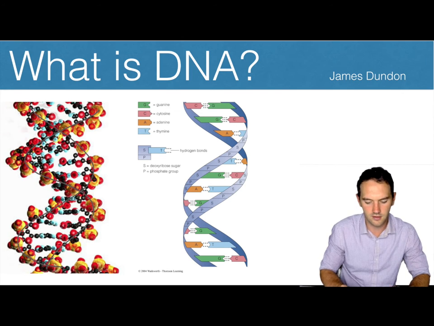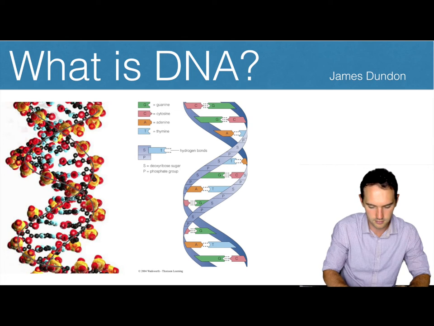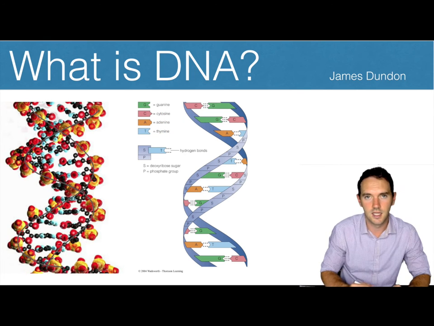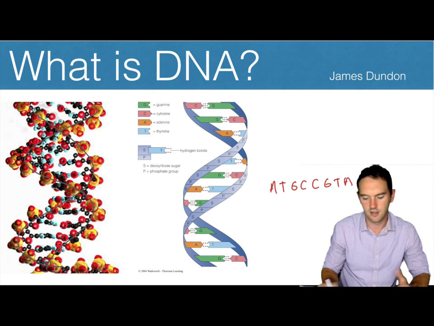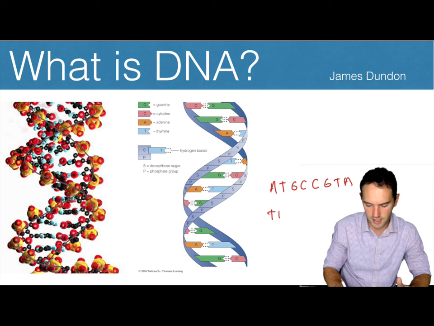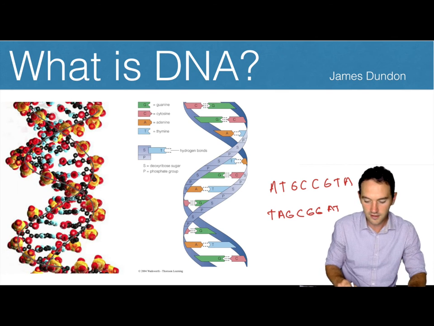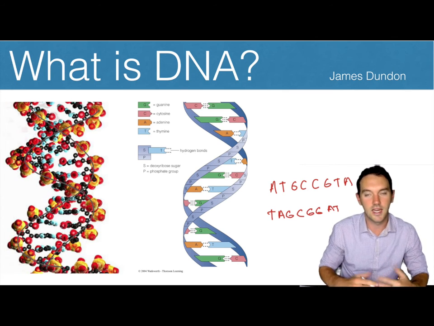So these four unique bases are guanine, cytosine, adenine, and thymine. Now these four bases we can order in a specific sequence that then stores data. So for example, the sequence might be A, T, G, C, C, G, T, A, and that would be different than T, A, G, C, G, G, A, T, for example. So that sequence is really important in determining the characteristics of that organism. Okay, it's a way of storing data.